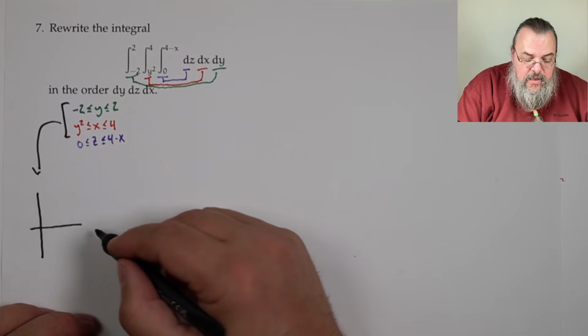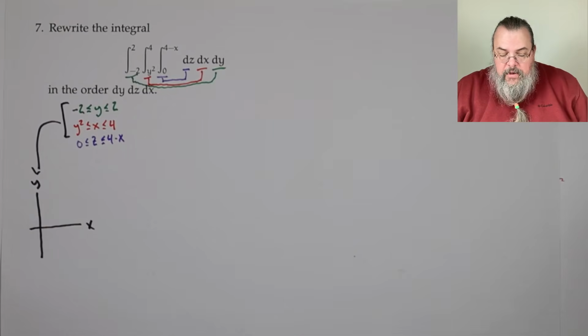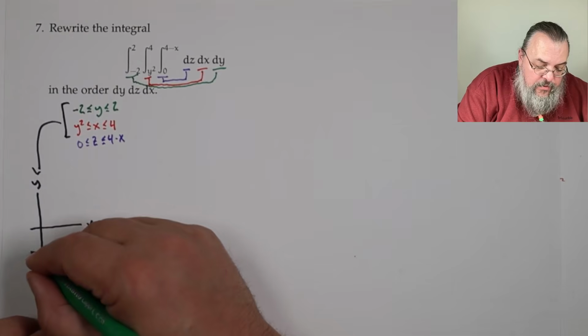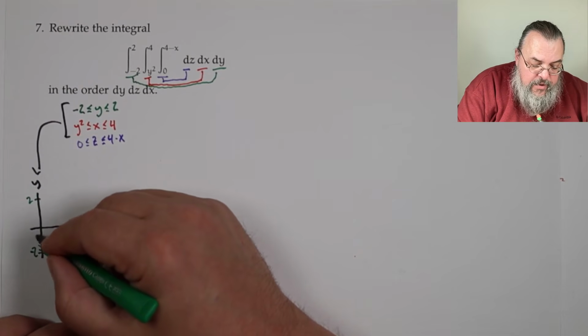So we have x, we have y. We're going from -2 to +2. So -2, +2, and we're going in between.